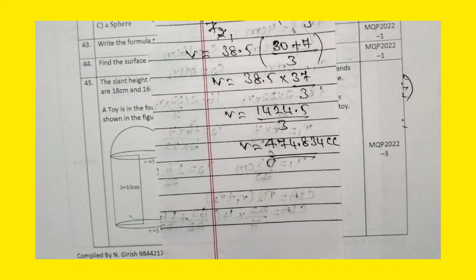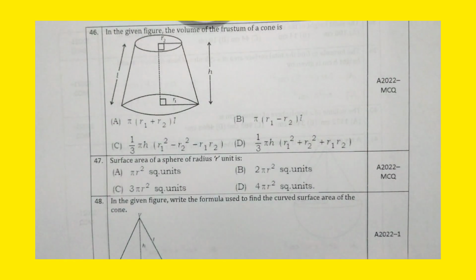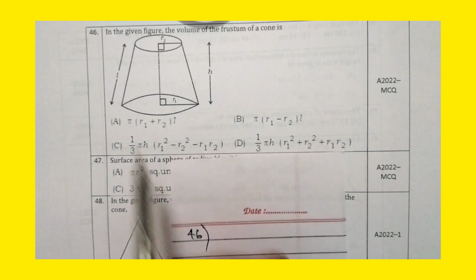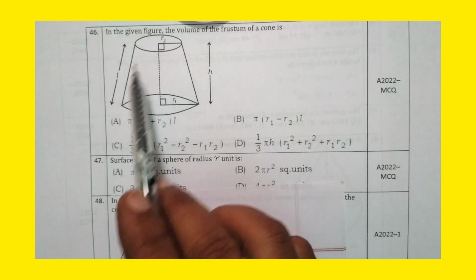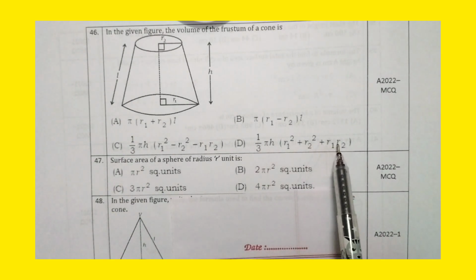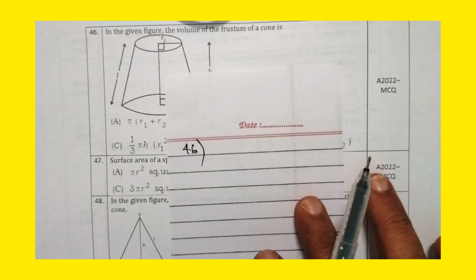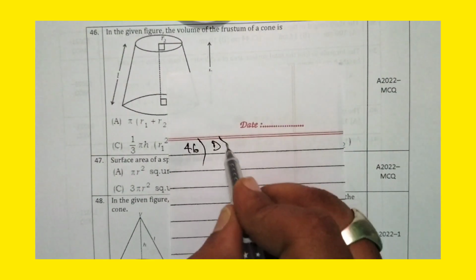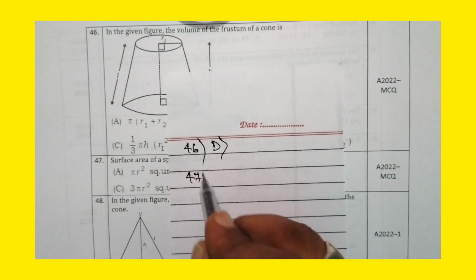Now let us move to the next question. Now let us move to the 46th question. The 46th question is, in the figure, volume of frustum of a cone. They have asked about the frustum of a cone. We know the volume of a frustum of a cone is 1/3 pi h into r1 square plus r2 square plus r1 r2. Therefore, for the 46th question, option D is the right answer.